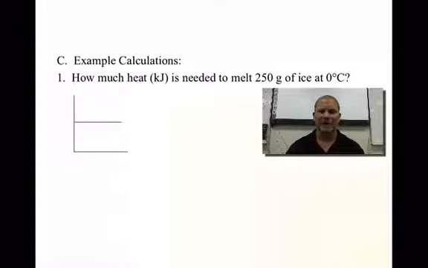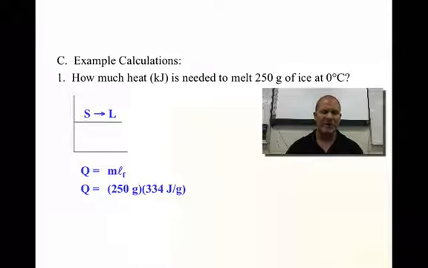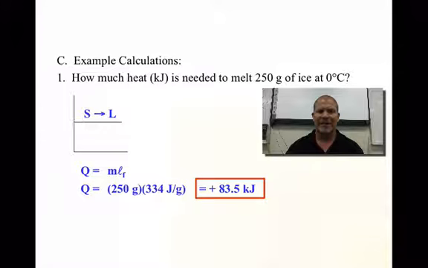So my mass is 250 grams, and my latent heat of fusion for water, or enthalpy of fusion, is 334 joules per gram. So my grams cancel out and I end up in joules. But I want kilojoules, so I move it 3 places to the left. And in order to melt, it must absorb heat, so it's an endothermic process here. I put a positive sign in front of it.